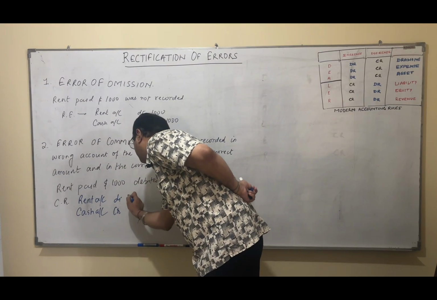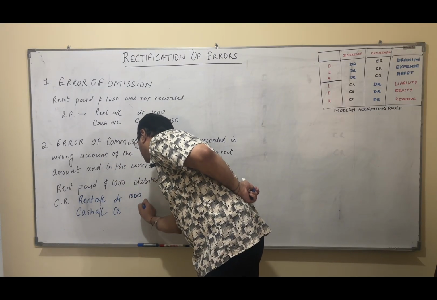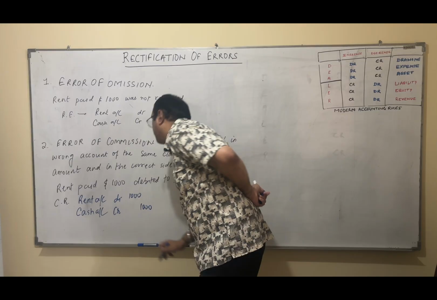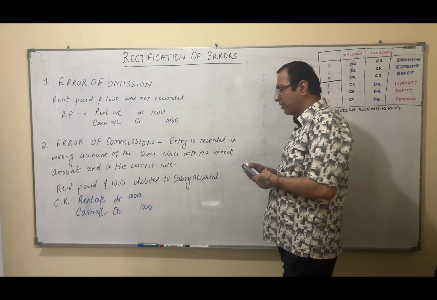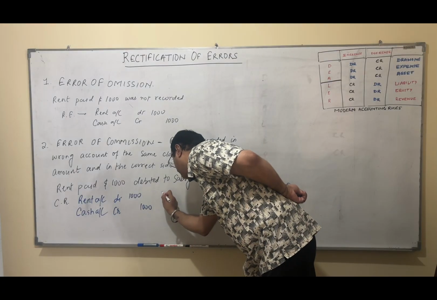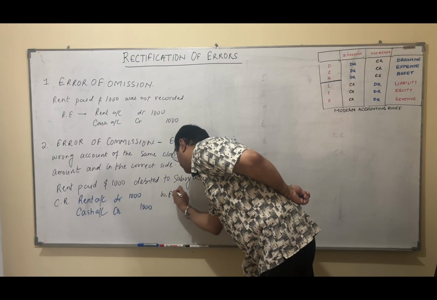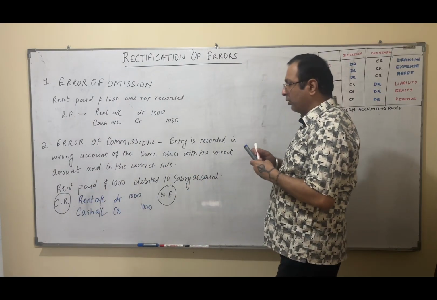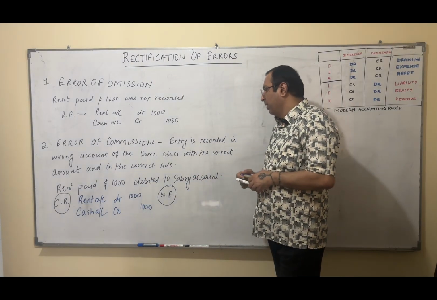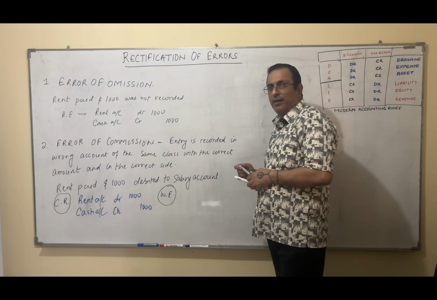Cash credit. This is the entry which is supposed to be passed, the correct entry. Now, what mistake we have done? Let us do the wrong entry. This is the wrong entry. This is the correct entry. In place of debiting it to rent account, we have debited it to salary account.